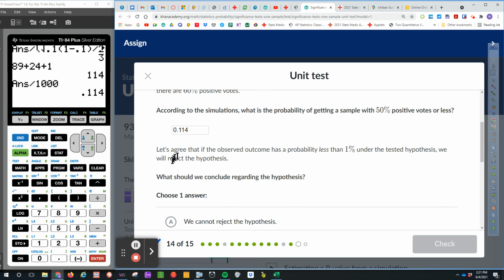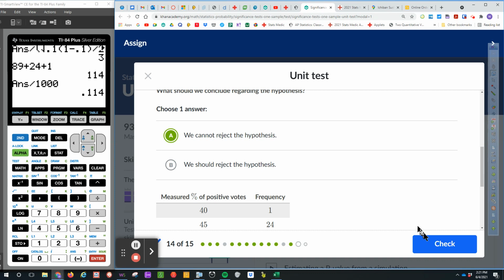Let's agree that if the observed outcome has a probability less than 1% under the tested hypothesis, we will reject the hypothesis. So the observed outcome has a probability less than? No, it's actually more than 1. So how many percent is that? 114 divided by 1000 is, yeah, about 11%. So if it's less than, we reject. So we are not rejecting, we cannot reject.